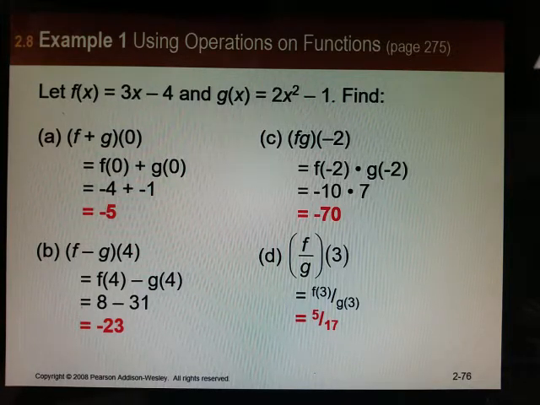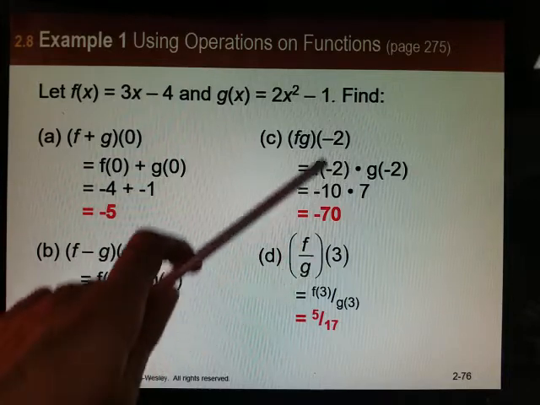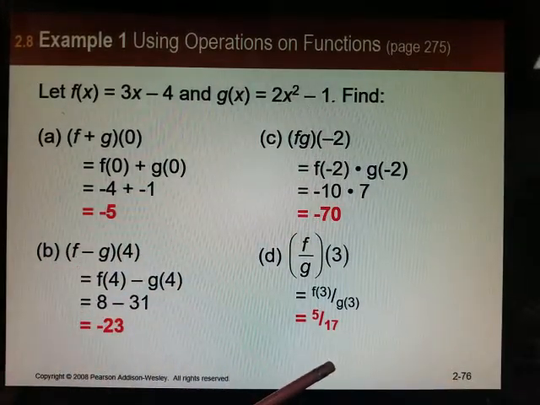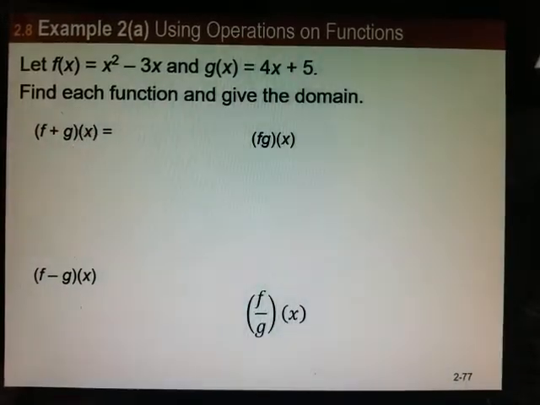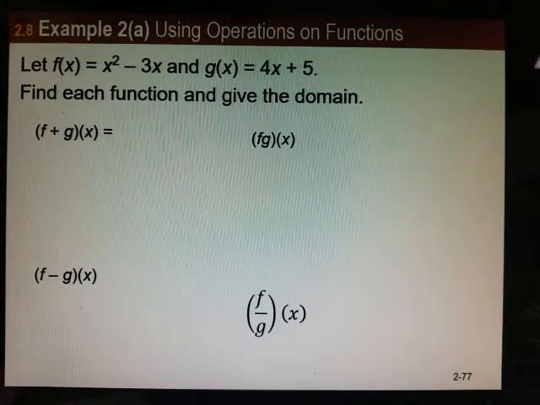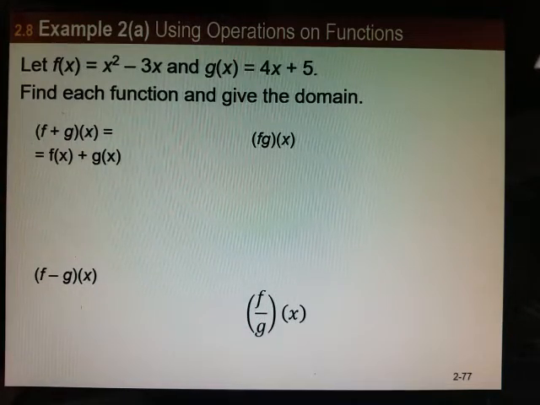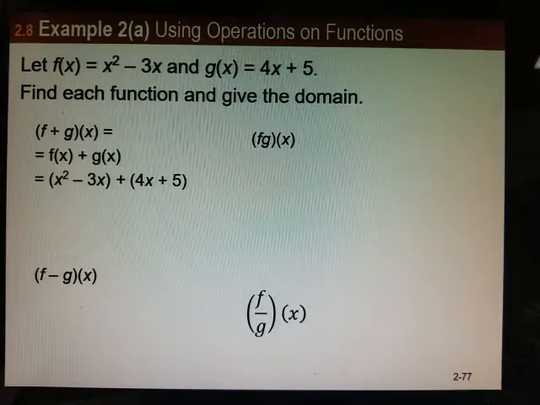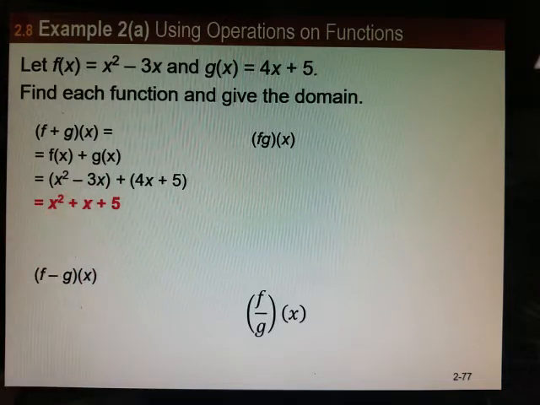Now notice every single one of these had a number that I was plugging in. Every single one of these was a number for an answer. Note now there's not numbers anymore. These are x's. So the first one's asking me what's f of x plus g of x. I literally just need to add like terms. So that'd be x squared plus 1x plus 5. These are the only two here that were like terms.